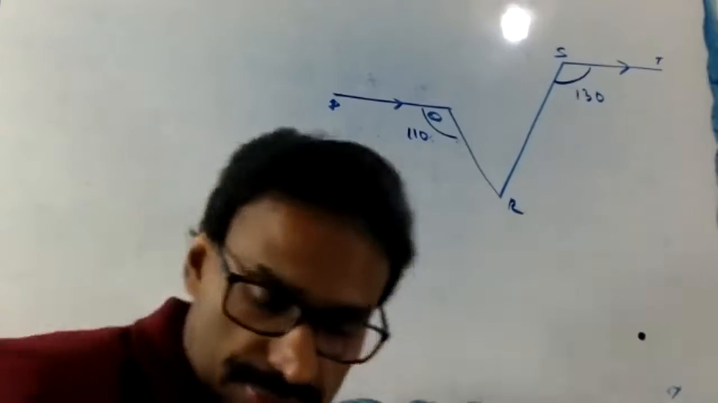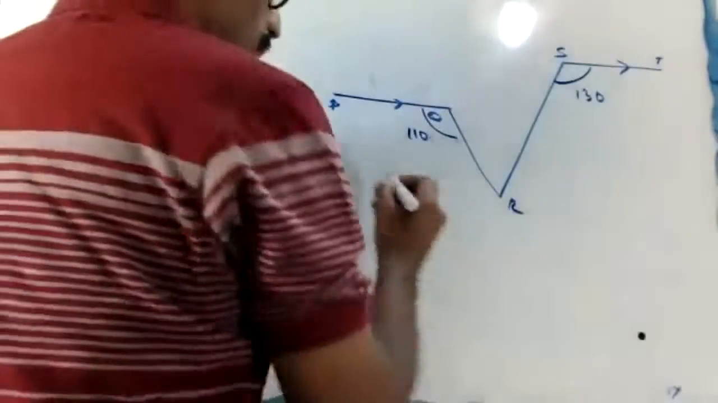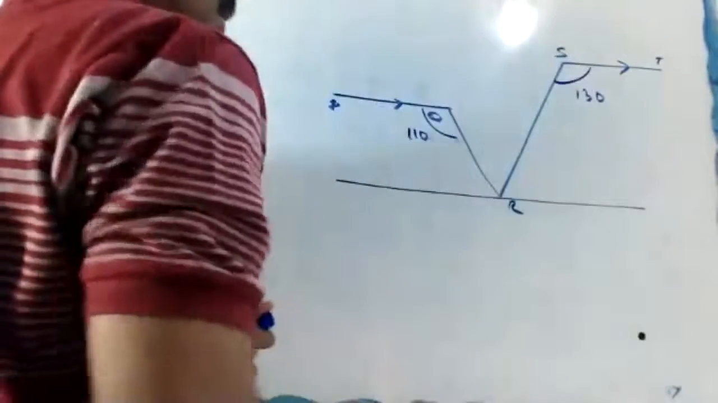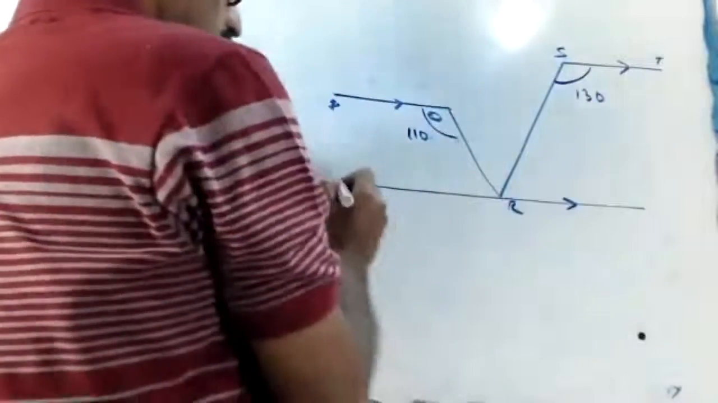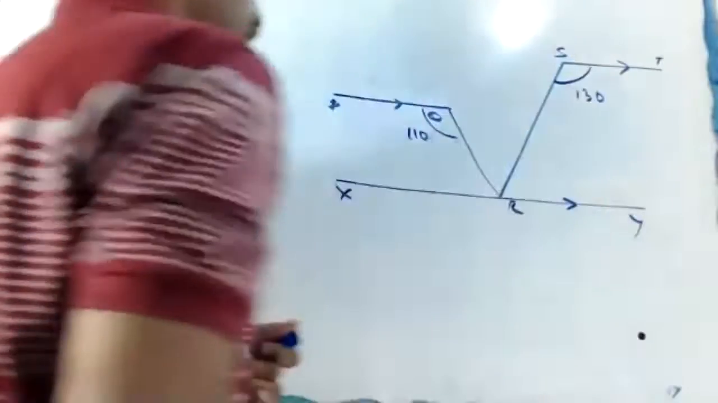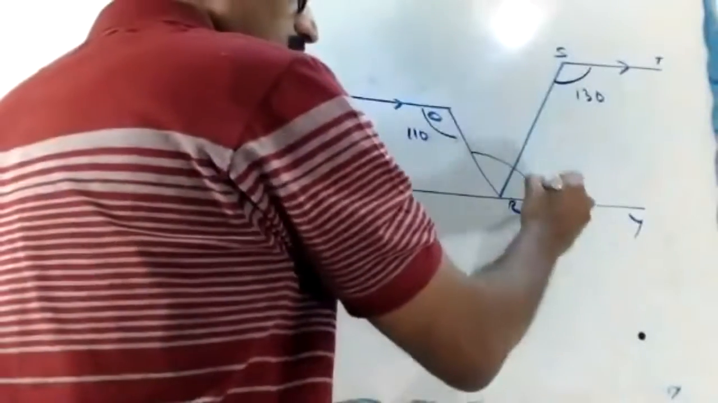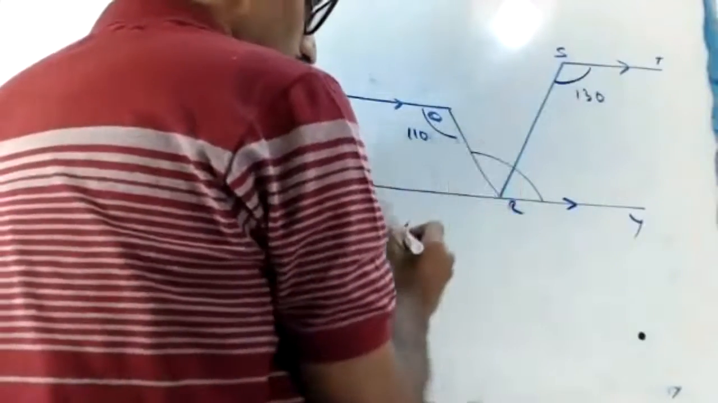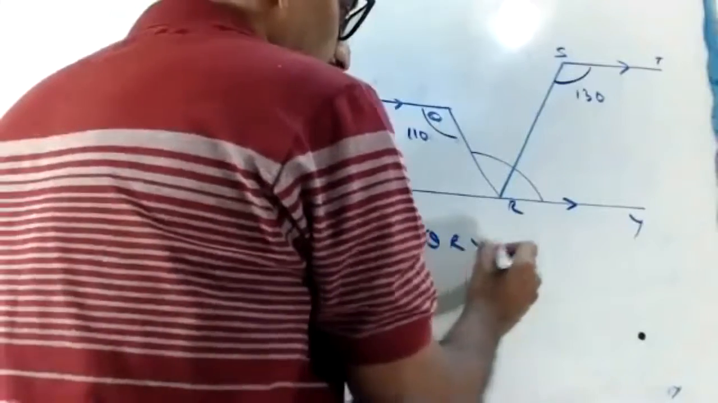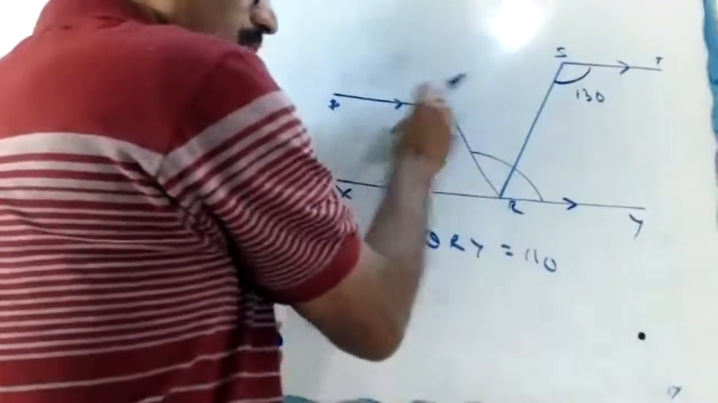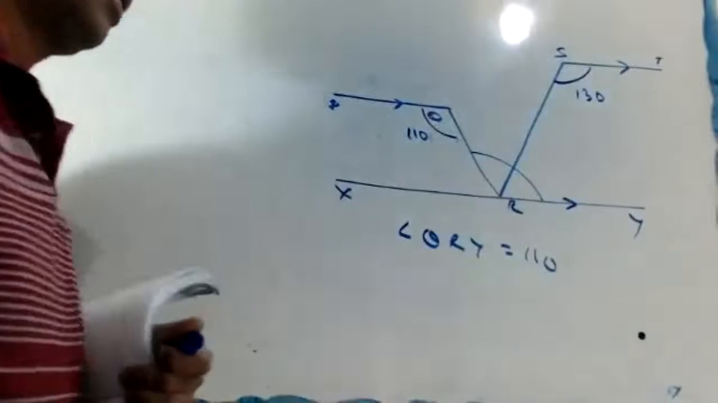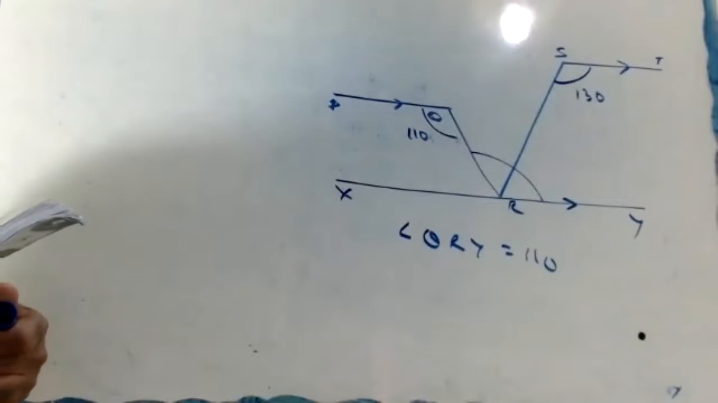Okay, look at here. Through S, through R, draw a line parallel here, like this. This line XY is parallel to PQ. Now, you know this angle how much? Angle QRY equal to 110. This angle equal to this angle. Reason what? Alternate angles, right?